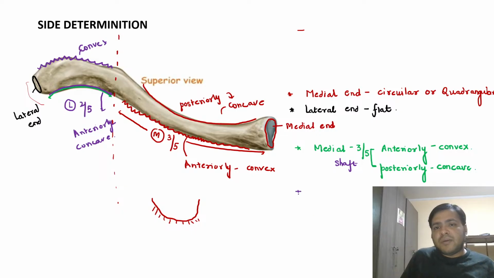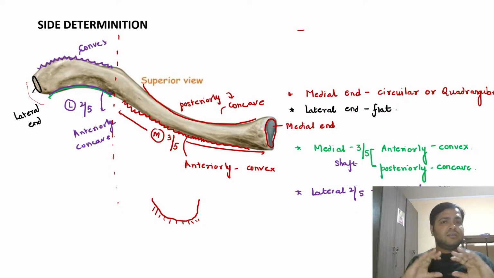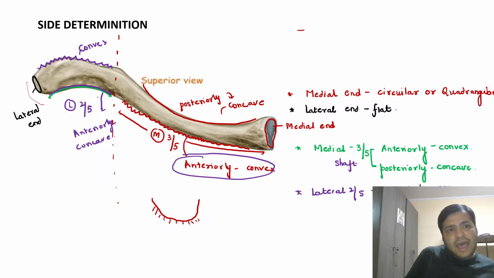So remember the lateral 2/5 anteriorly, it is concave, and posteriorly, it is convex, right? So first you have decided the ends, then you have seen the shaft, right? Anteriorly, medial 3/5, it is convex, and anteriorly, lateral 2/5, it is concave.